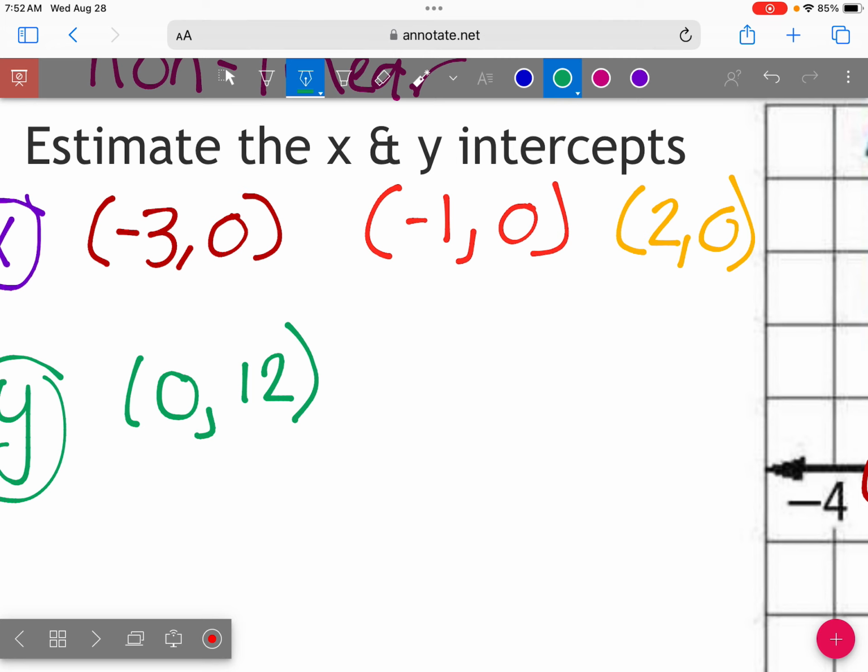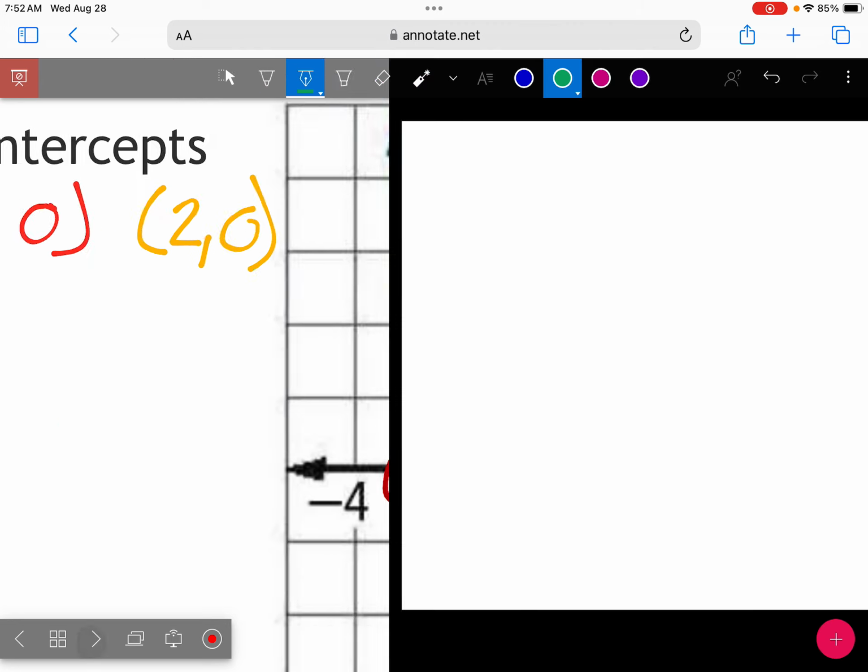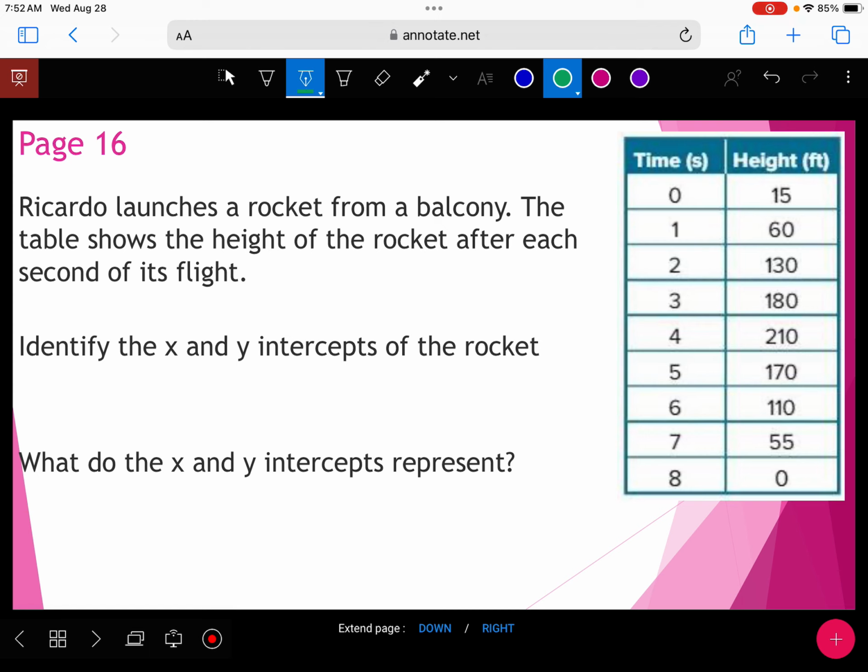Okay? Questions on that one? We have one more. And it's a table. I've got the story up here. I didn't print out the whole paragraph. You don't necessarily need the whole paragraph. But we're going to take this information about Ricardo's rocket and try and find our x and y intercepts and figure out what those mean.